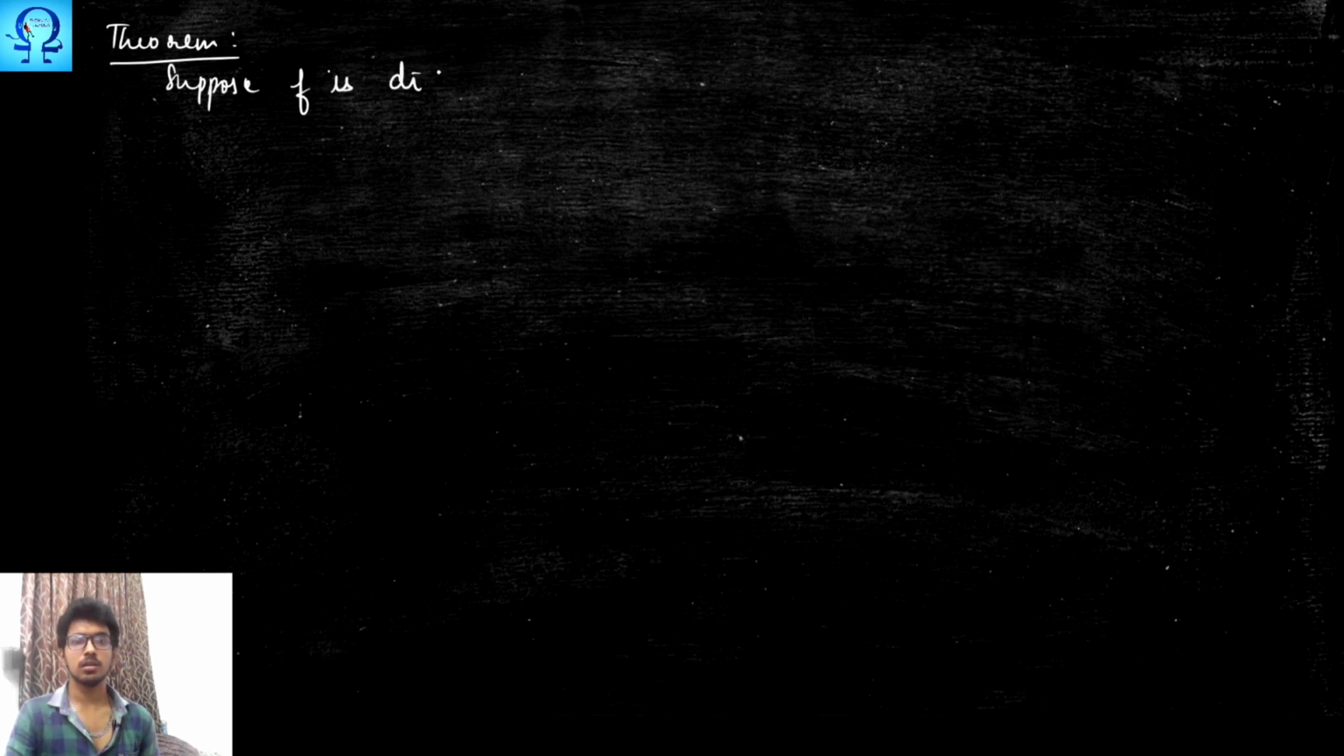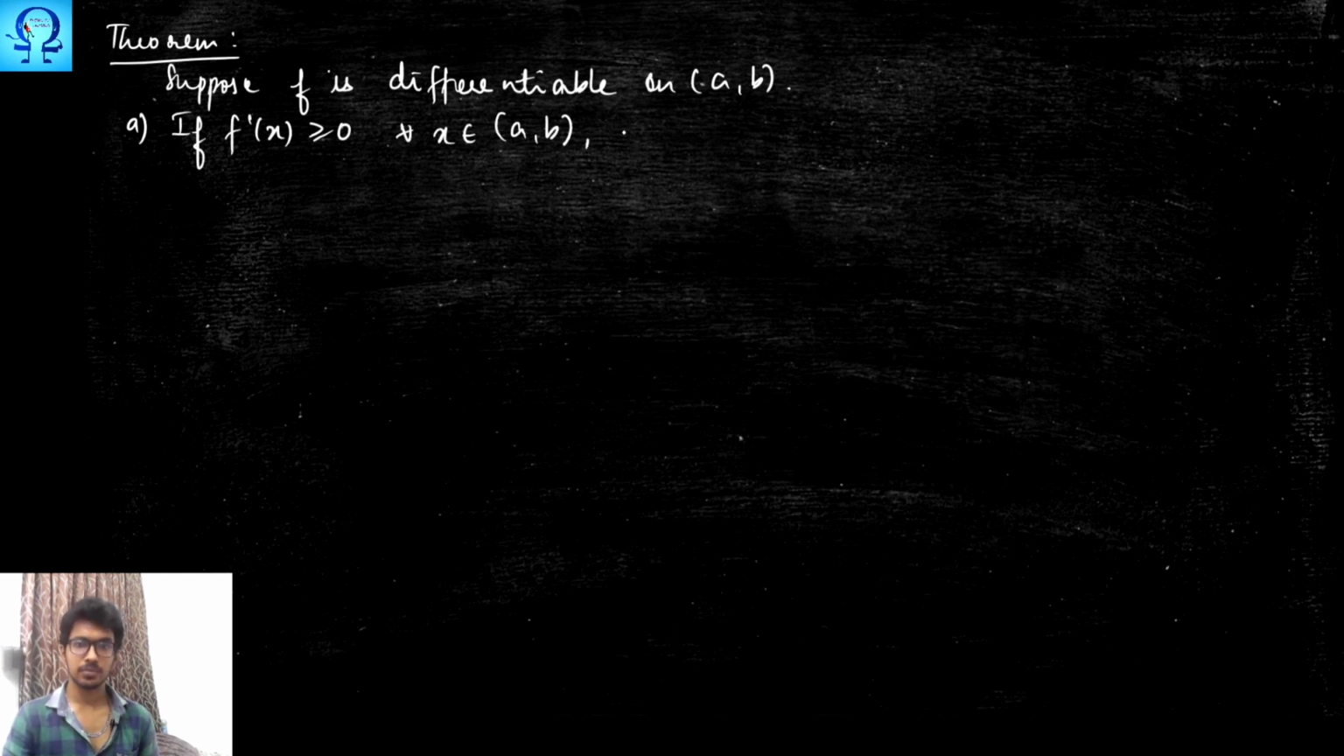Welcome back to a course on calculus differentiation. In this lecture, we will start with a theorem. Here we take a function which is differentiable on an open interval AB. First one: if f prime of x is non-negative for all x in the interval AB, then the function is monotonically increasing.